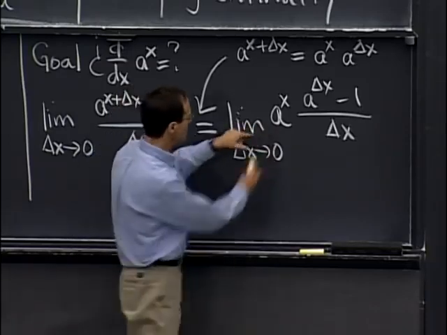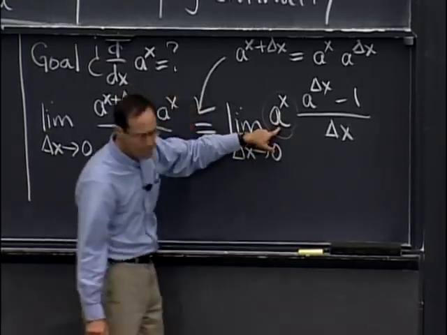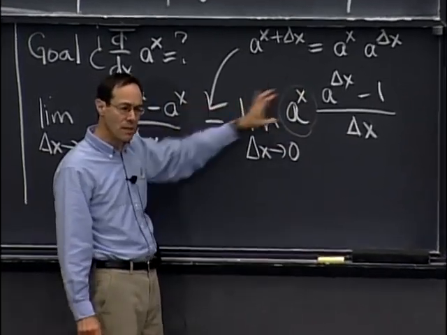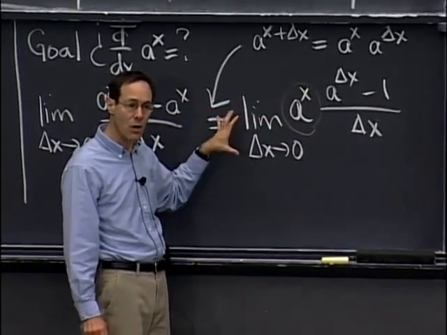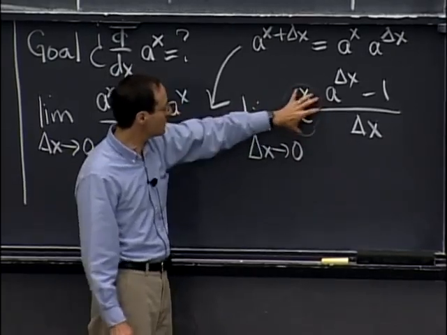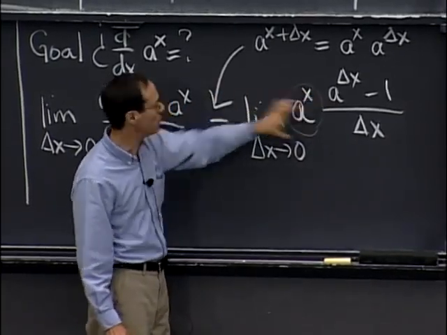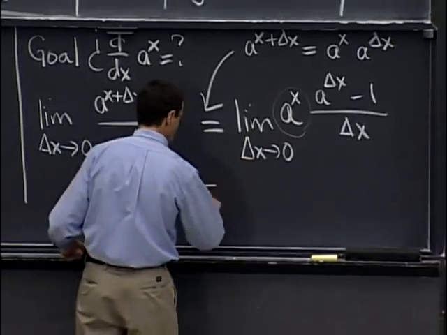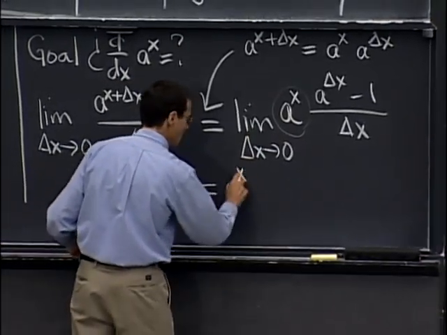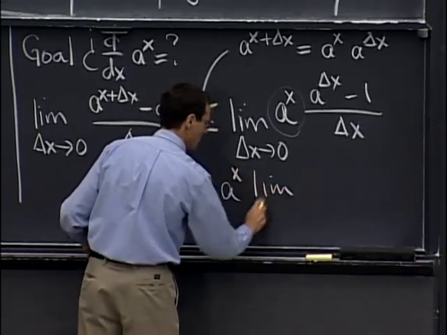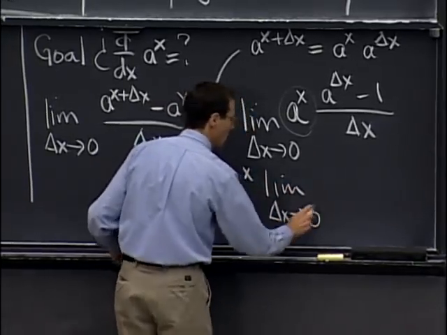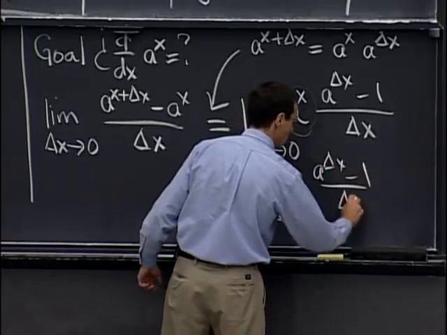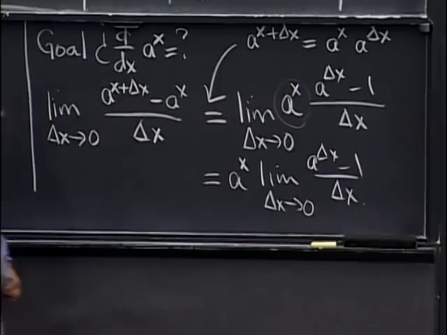So that means that this factor here, which is a common factor, is constant. And we can just factor it out of the limit. It doesn't affect the limit at all. A constant times the limit is the same whether we multiply before or after we take the limit. So I'm just going to factor that out. So that's my next step here, a to the x, and then I have the limit as delta x goes to 0 of a to the delta x minus 1 divided by delta x. All right?